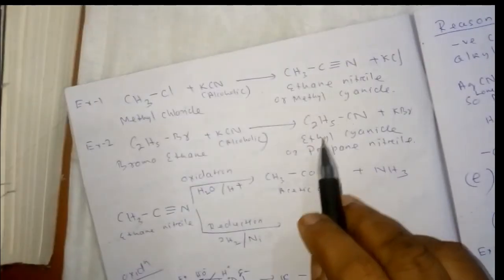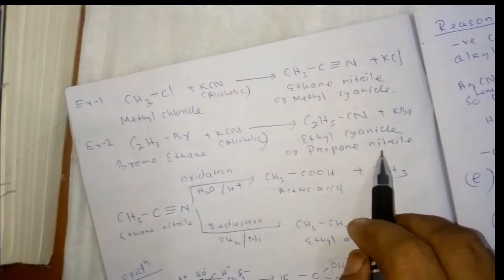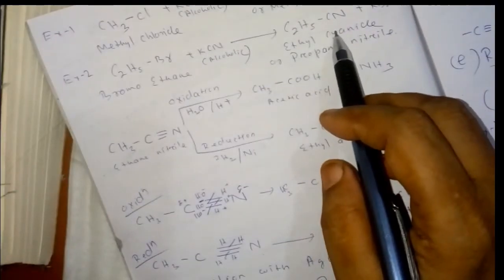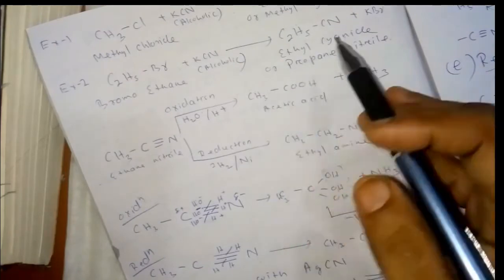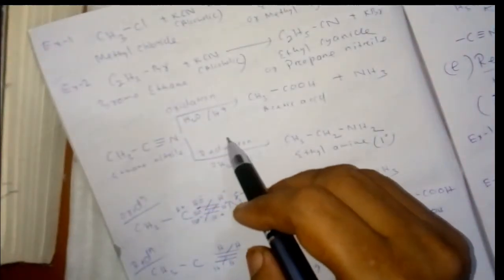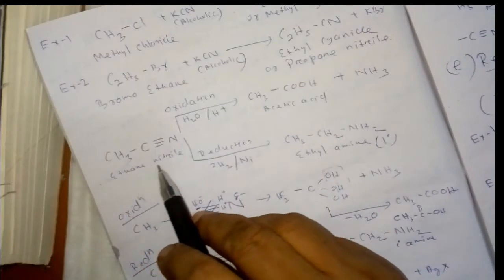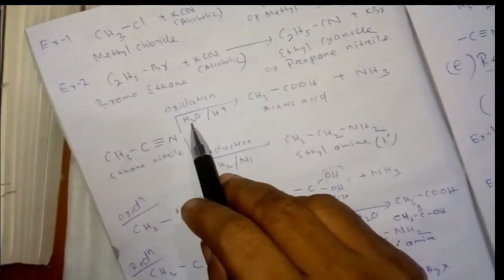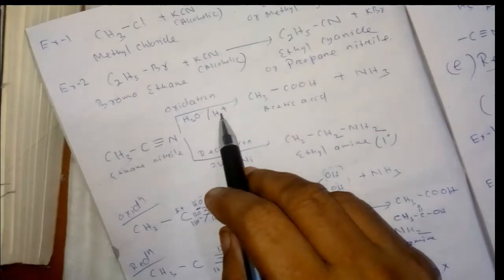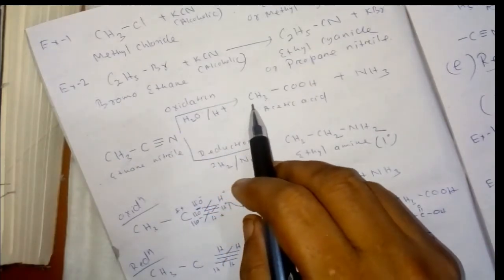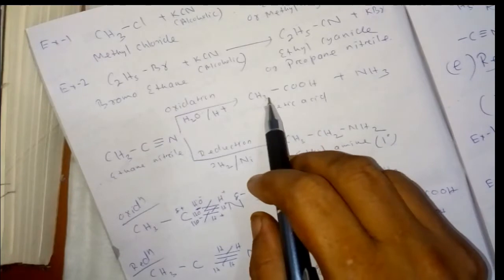Propane, 3 carbons: 2 plus 1 is 3 carbons, so it is propane nitrile. The importance of this reaction is that these cyanides can give other products on oxidation and reduction. Ethane nitrile or methyl cyanide on oxidation, in the presence of water in acidic medium, will give CH3COOH, acetic acid, plus ammonia.